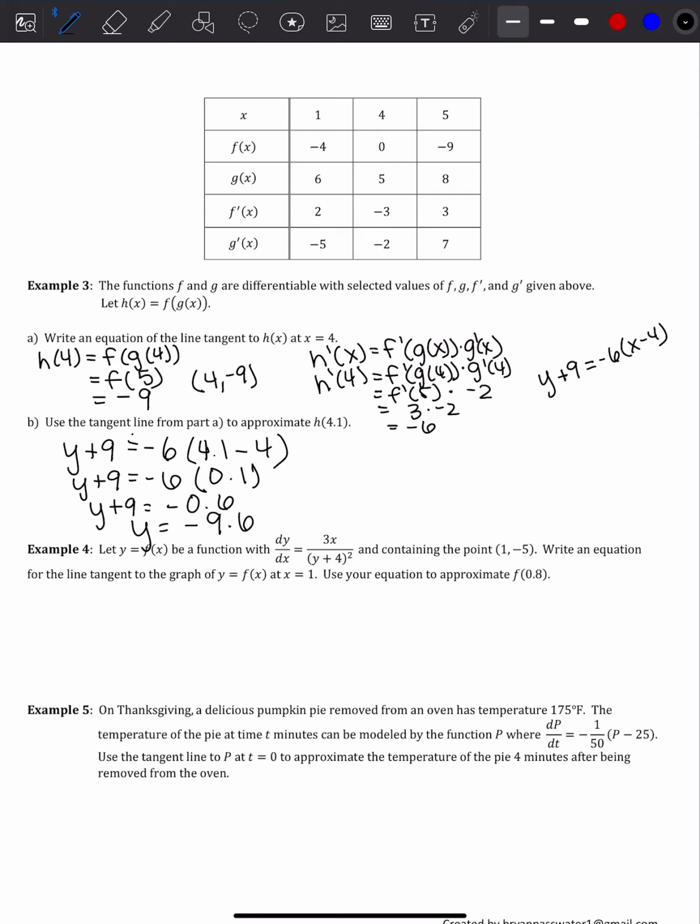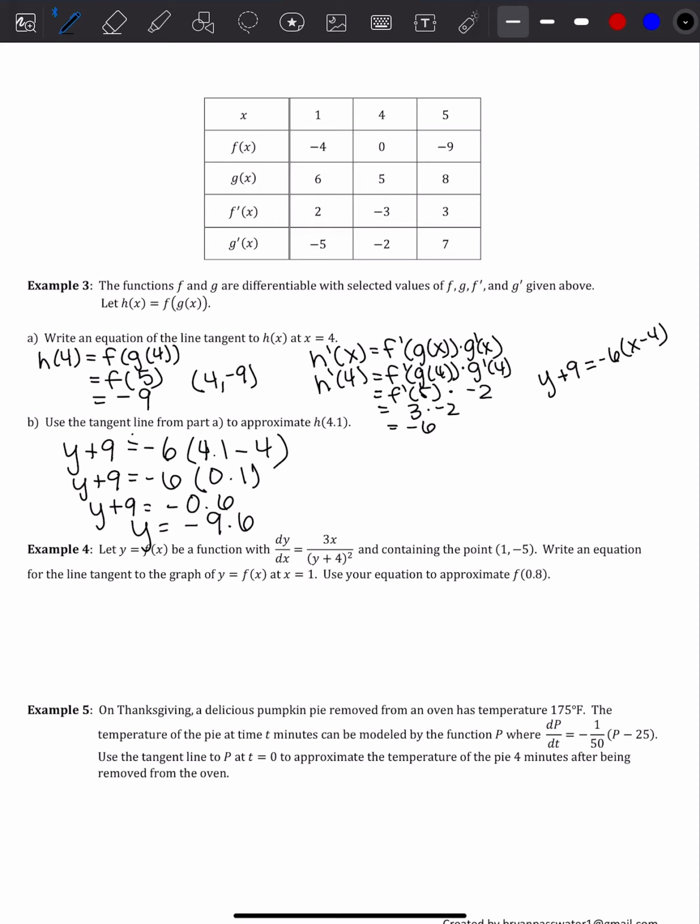-9.6. So even though I don't have 4.1 on my table, we know that it is a continuous function because they're differentiable. So I know that this value h of 4.1 is pretty close to what we have.